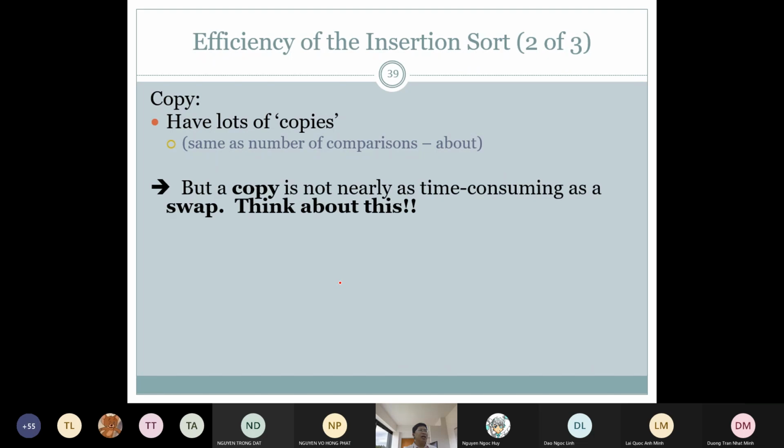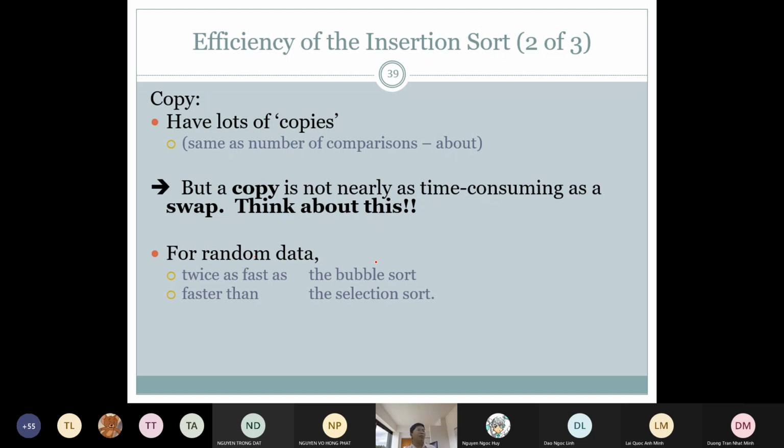Now think about the number of copies. We have a lot of copies, but a copy is not as time consuming as swapping. Do you agree that swapping means we do 3 operations? Now we do the copy, so when we save the number, we just make 1 copy. It's better than one swap.